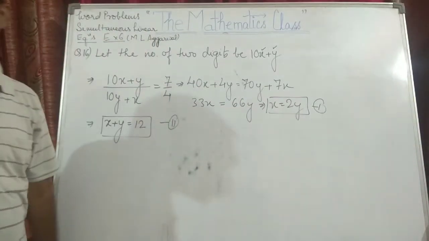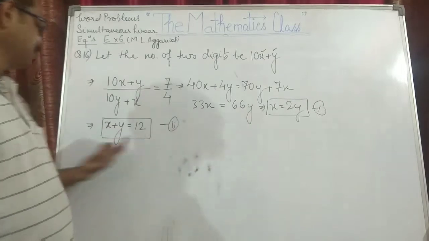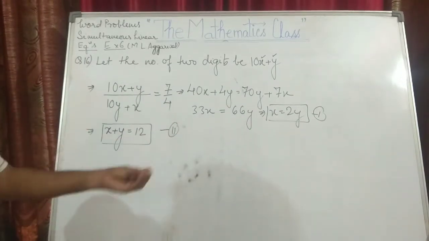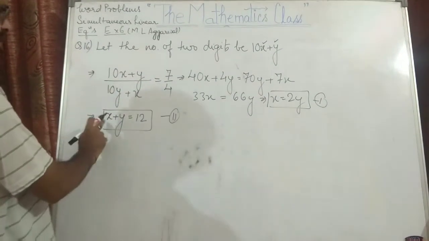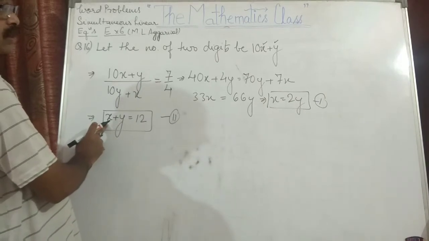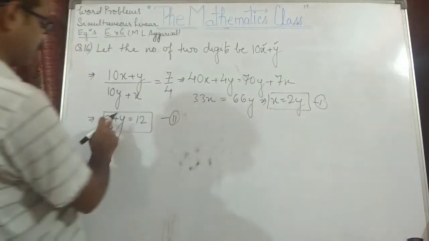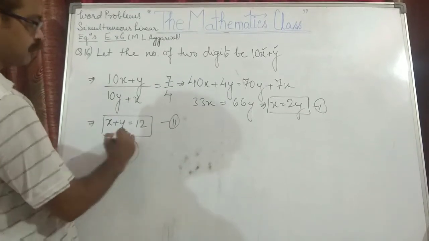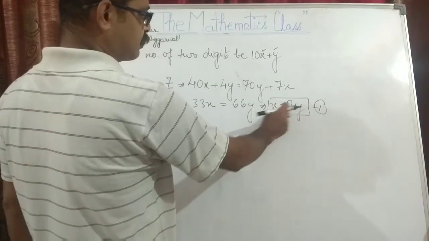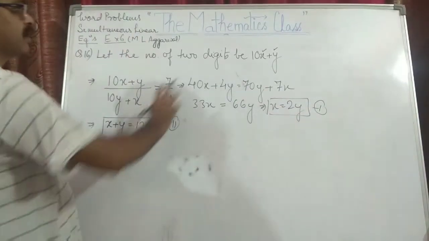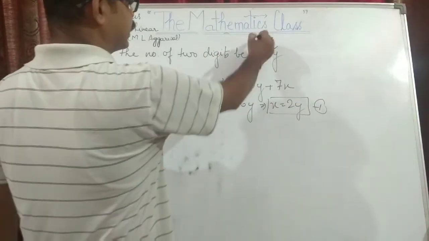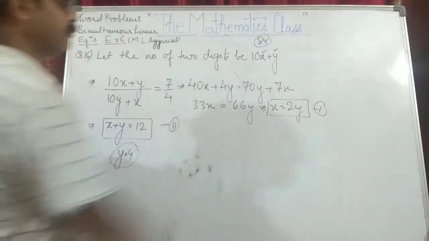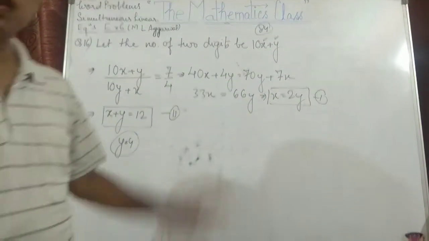Now you have to find the value of x and y. You can solve it by either elimination or substitution, whichever way you feel like. I think substitution is quite easy. X equal to 2y, so 2y plus y, 3y is equal to 12. So you will get y as 4. If y is 4, x will be 2 times 4, which is 8. So the number will be 10x plus y, that is 84. I hope 84 will be the value. I am leaving it all for you to solve it out.